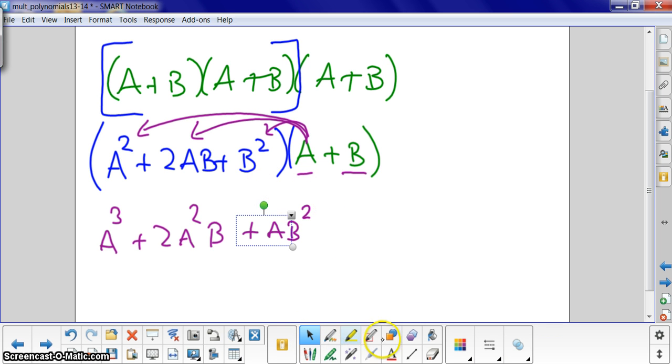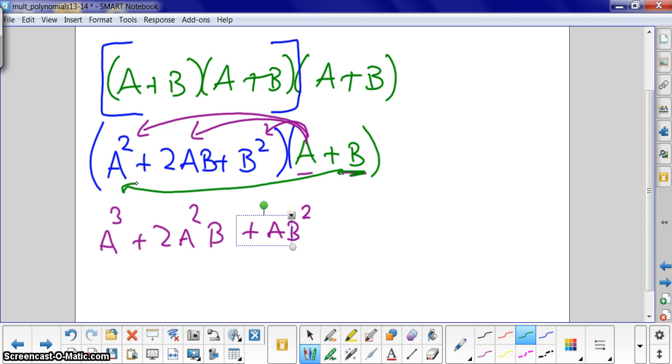Now I take the b and I'm going to multiply that by each term. So b times a squared is a squared b. Hey, I already have an a squared b down here. I'm going to line up this one a squared b with the other a squared b I had, so then when I combine my like terms, I'll just combine straight down instead of doing it all horizontally.